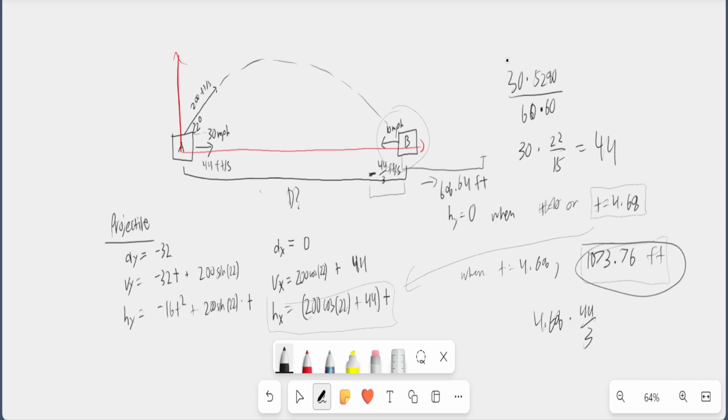Oh, okay. So basically, another way you can think about this is, what if this car is stationary, and this is just moving 44 over 3 plus 44? You would still get the same answer, because essentially this distance is decreasing by this much every second.